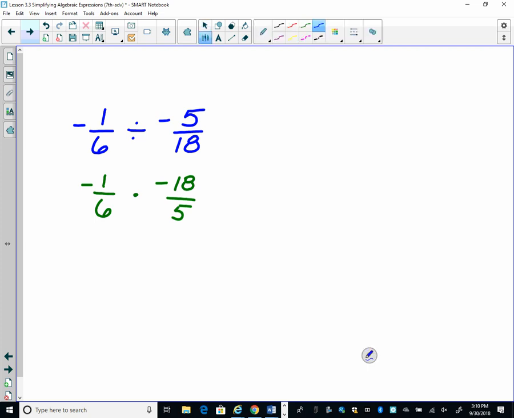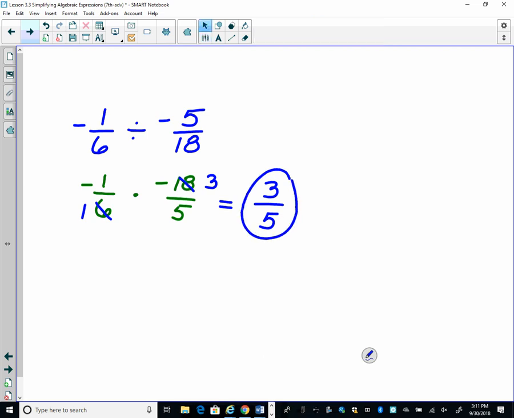Now we work through this exactly like we did in the previous examples. Look for a common factor to use the shortcut. So 6 and 18 can both be divided by 6. 6 goes into 6 once. 6 goes into 18 3 times. Now multiply your numerators. 1 times 3 is 3. Multiply your denominators. 1 times 5 is 5. Now remember to look at your signs. A negative times a negative is a positive. So my answer would be positive 3/5.